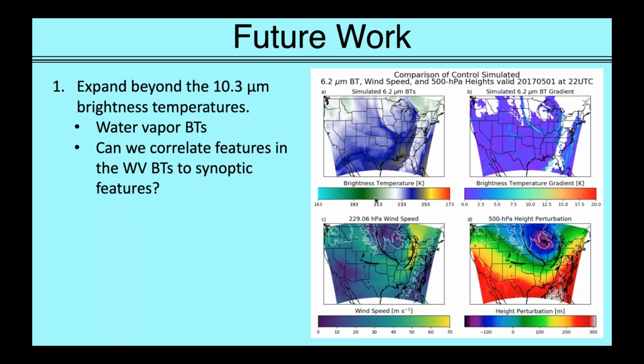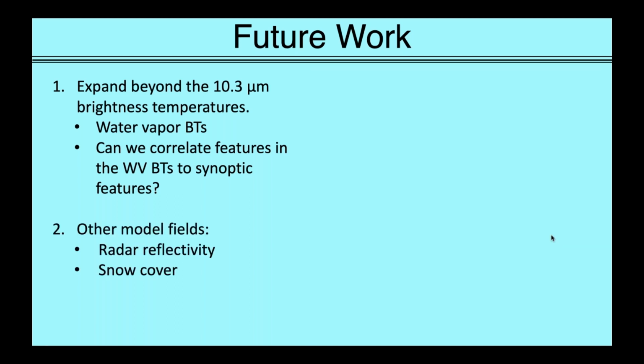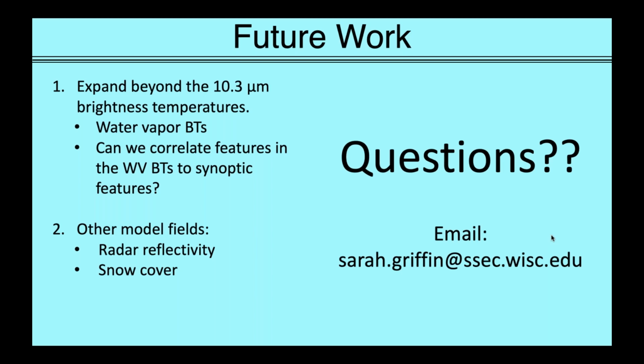We also want to see if we can correlate features in the water vapor brightness temperatures to synoptic features. When we look at these, you can tell in a water vapor feature that we're expecting an upper level trough here, which is what we see. Can we somehow correlate these? And finally, we want to look at other model fields such as radar reflectivity and snow cover. So with that, I will take any questions.